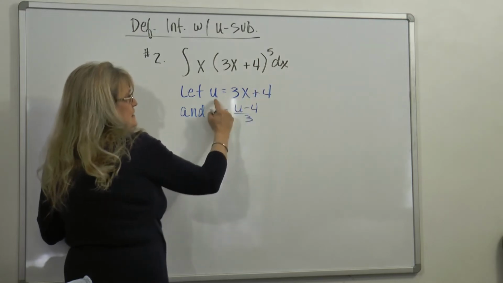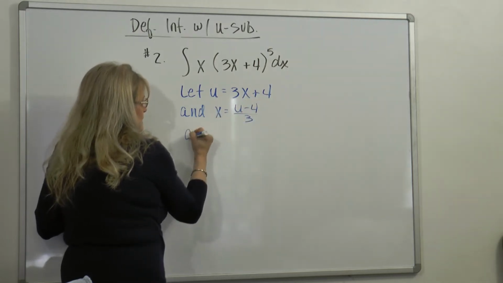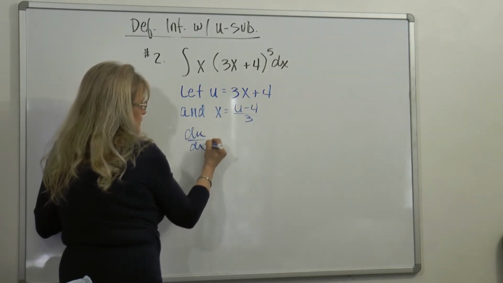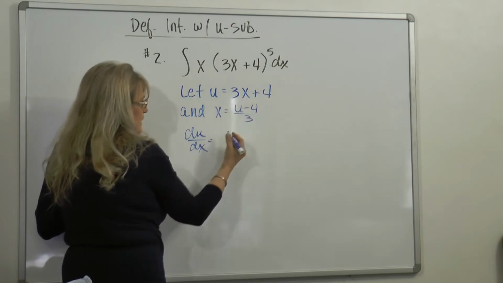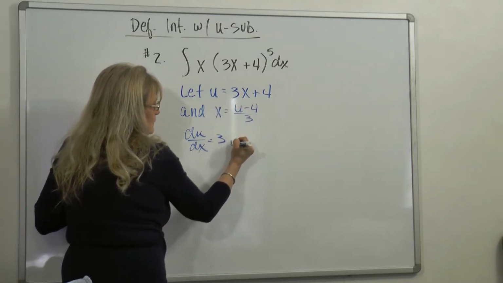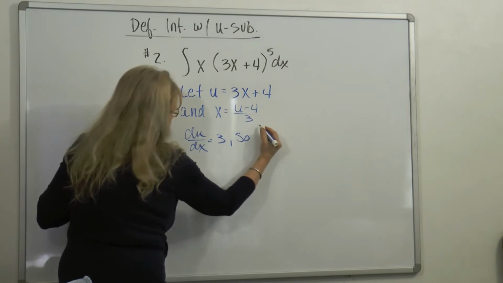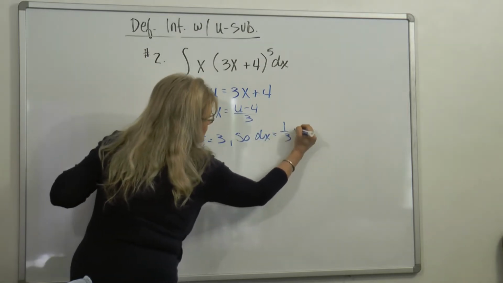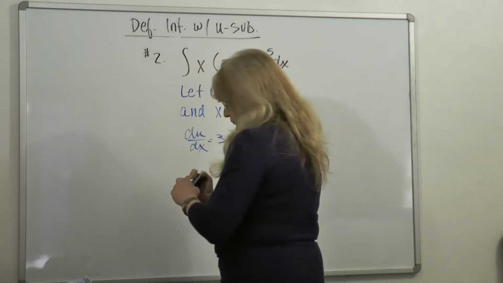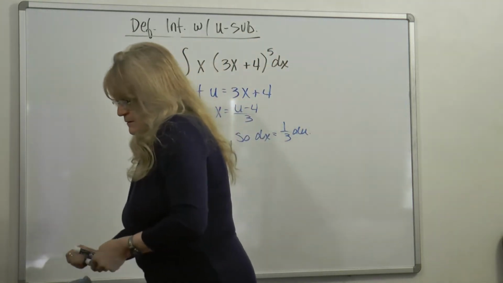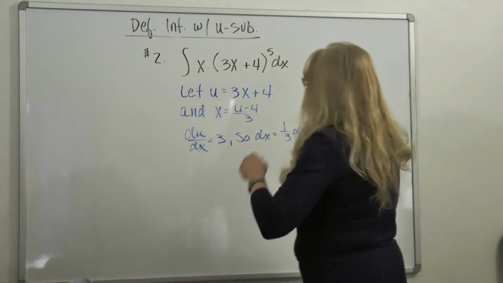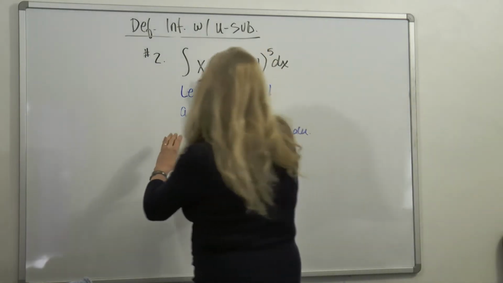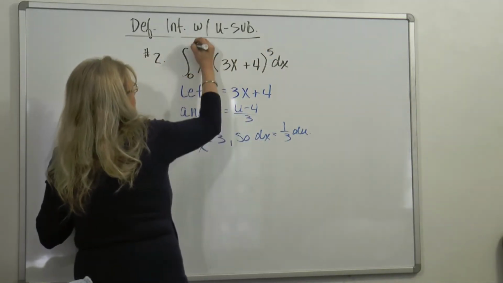The dx, I'm going to find du/dx. So the derivative of u with respect to x is 3. So that tells me that dx is equal to 1/3 du. Okay. Oh, I forgot to make it a definite integral. We'll go from 0 to 1.